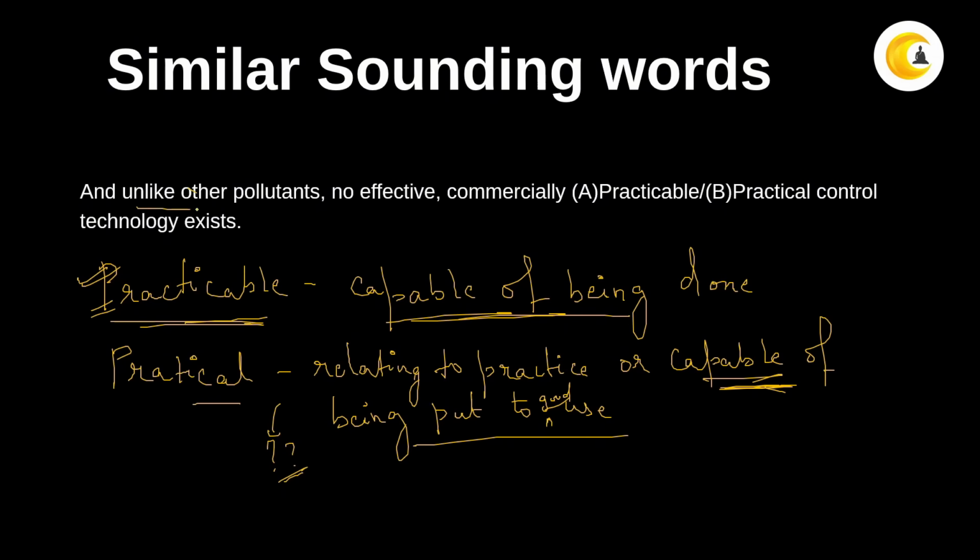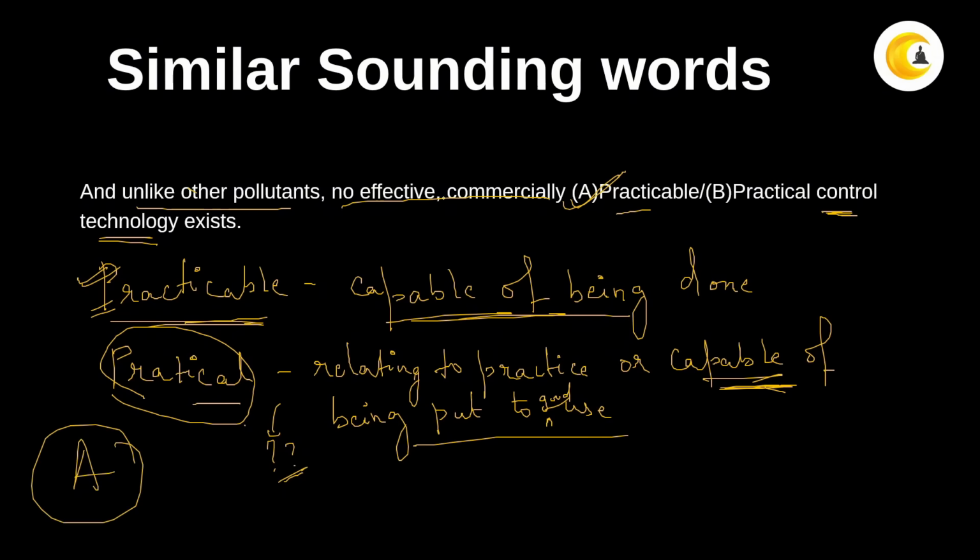It says that unlike other pollutants, no effective commercially dash control exists. He or she is sure that there exists no control technology. That means practicable. They are sure. In practical, you are not sure. You are going to experiment, right? So your answer is in option number A, that is practicable. Unlike other pollutants, no effective commercially practicable control technology exists, right?